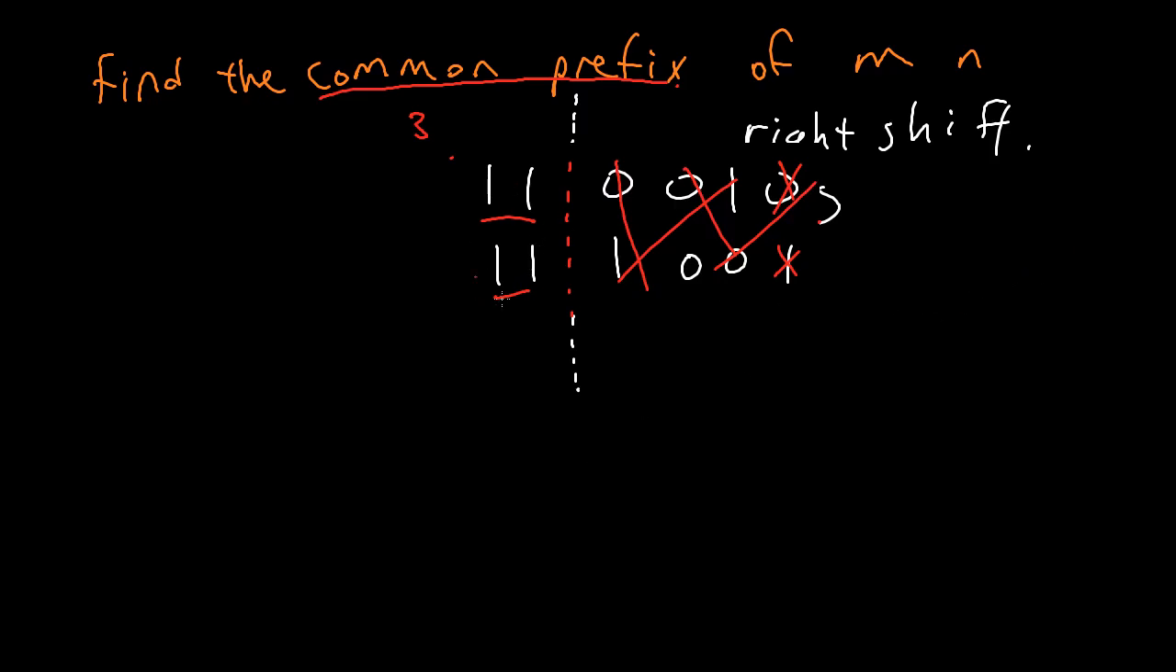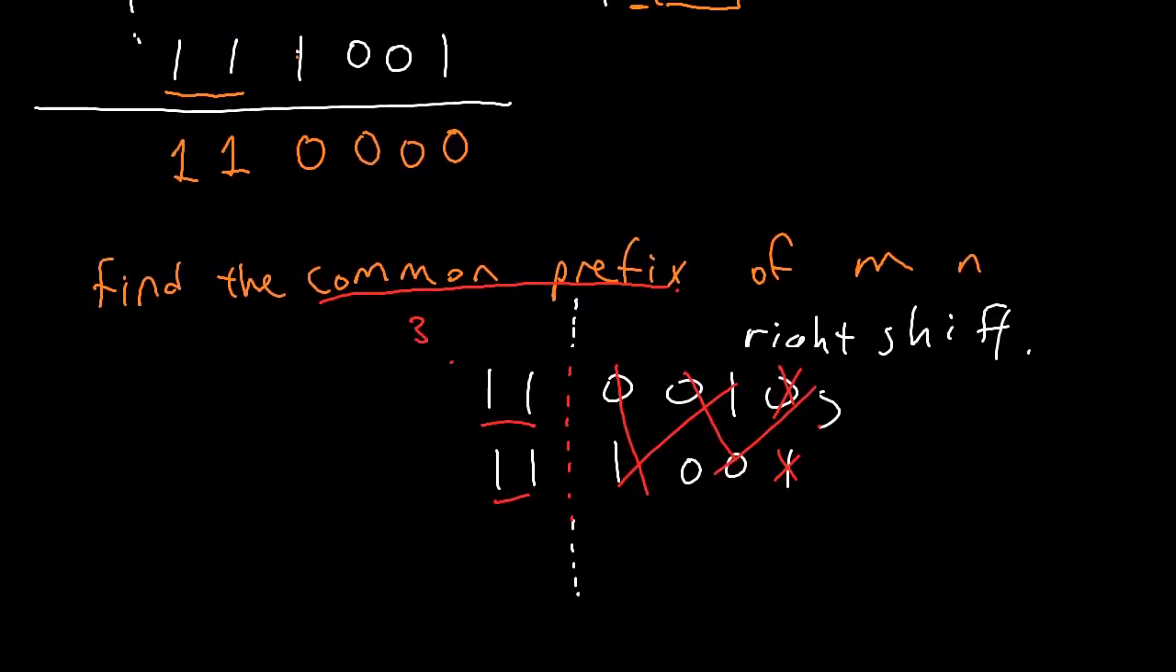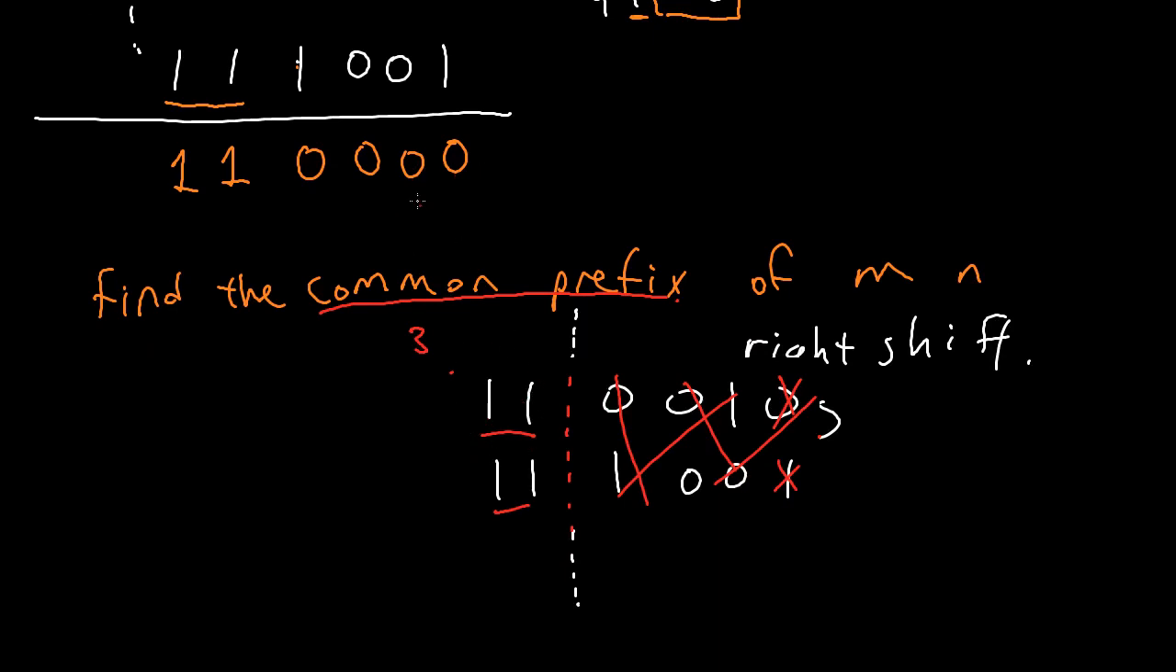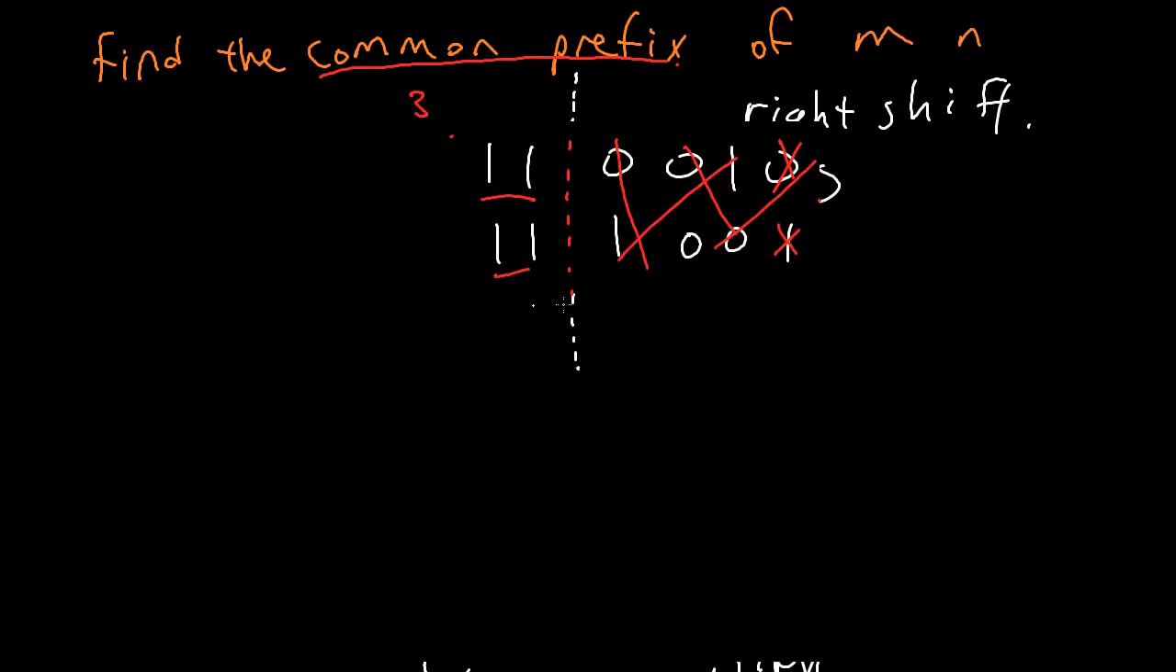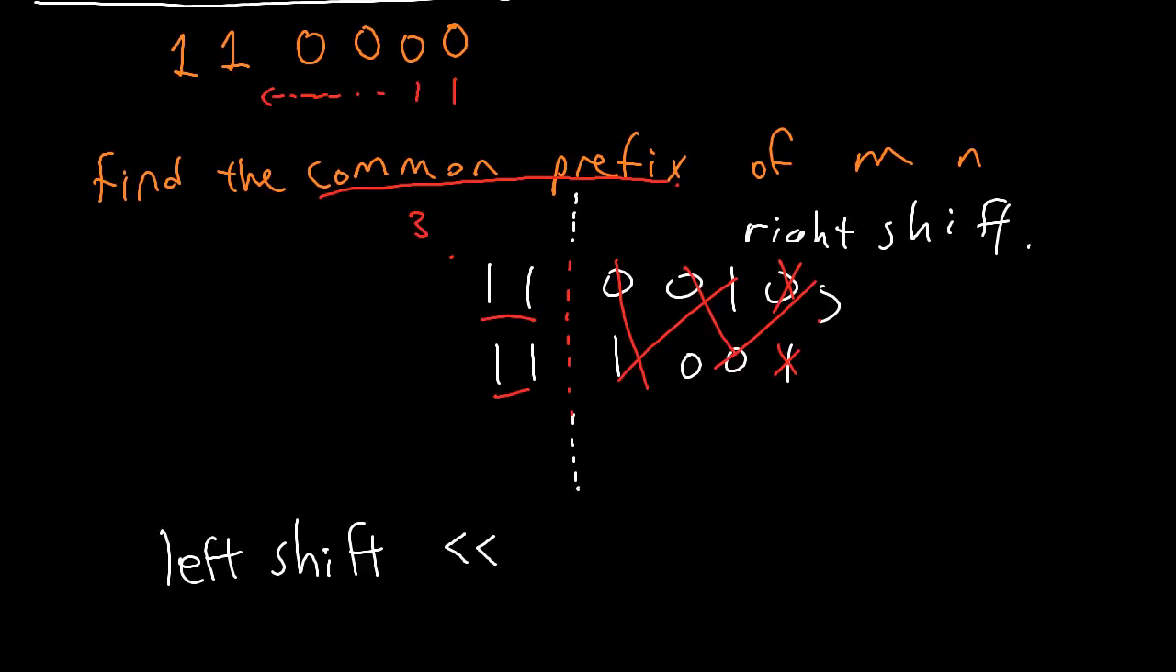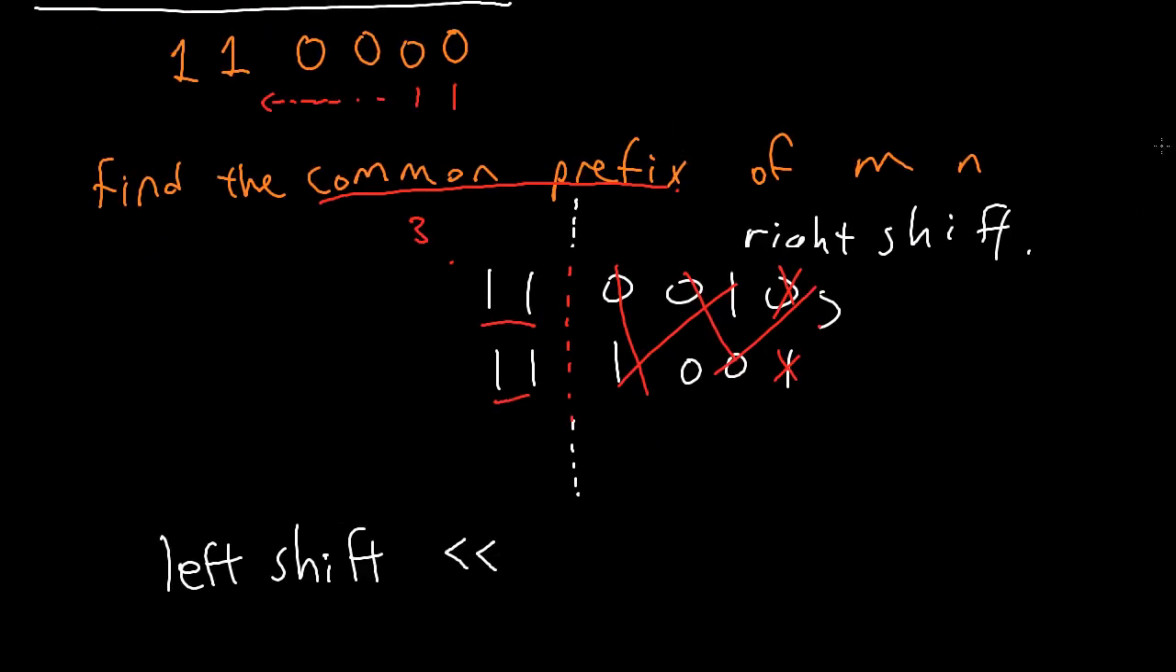Okay, so now we have this common prefix, but in terms of place, it is not in the right place, because now we have our common prefix all the way here, but really we want to shift it all the way back to 1, 1, where it belongs. So how do we do that? Well, now we'll do something called a left shift. So it'll look like this. And then we'll left shift it by exactly the amount that we right shifted by. So here we right shifted 4 times, so we'll left shift it 4 times.